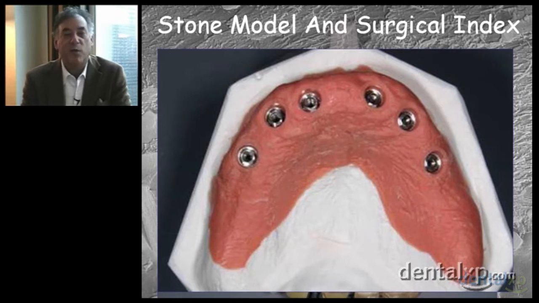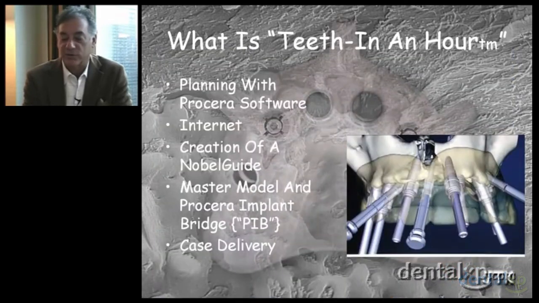The master model is actually a replication of where the implants will be positioned in the patient. So by having this before our surgery, we can then create a prosthesis to bring to the surgical day, and the patient can either have a final prosthesis or a provisional restoration based on this surgical model workup.